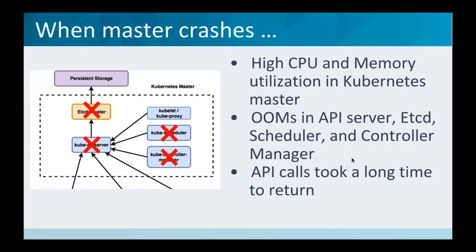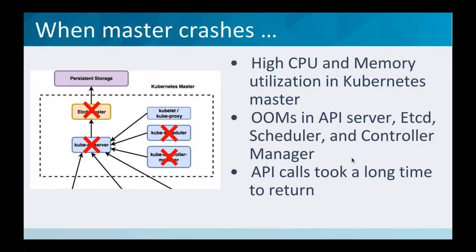The first thing we see is that master can crash when the cluster is having high loads. Basically, everything can crash on master. When we're having really high loads, what we first see is that the master node will have very high CPU and memory utilization, which means Kubernetes is very busy. And for the problems, we have two extremes. On the one extreme, we see out of memory killing on multiple core Kubernetes components like API server, etcd, scheduler, controller manager, everything. And on the other extreme, we can see that some of our API calls can take a very long time to return.